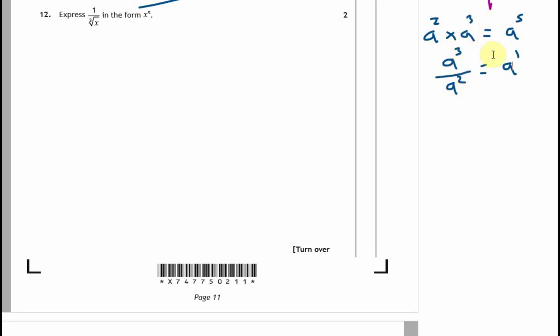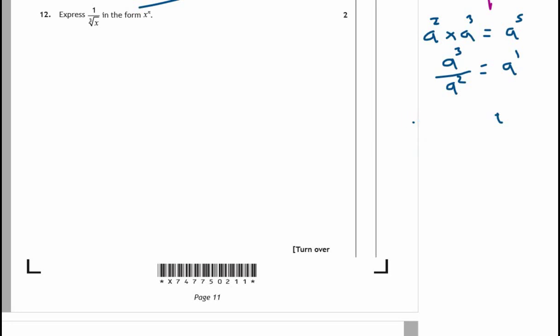So if you're not sure, if you forget and think, do I multiply, do I add, what do I do? Try and think, what do you do when you divide, then do the opposite. But both of them should be quite straightforward, because for the multiplication, a squared is just a times a. If you times that by a cubed, that's a times a times a. So it's 5 a's. So it shouldn't be that hard to think to yourself, well, what am I doing?